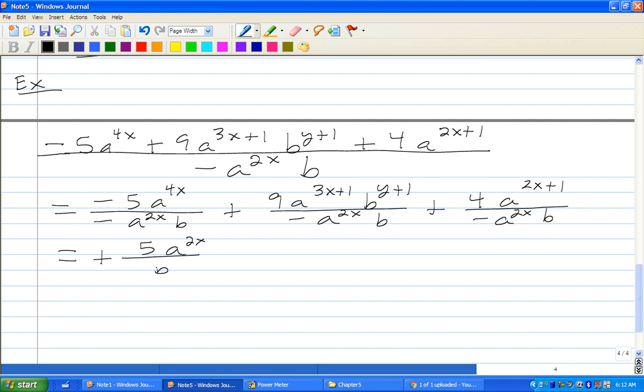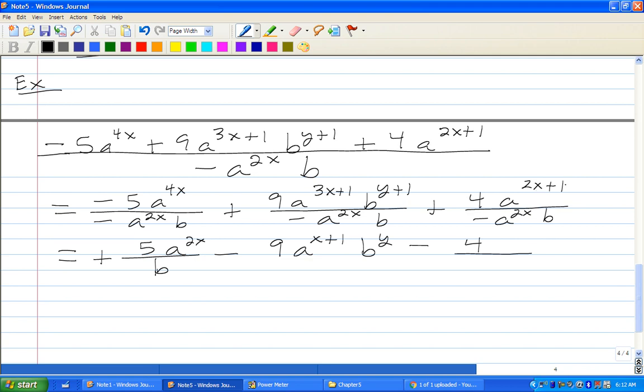And well, I have a b remaining in the denominator. Positive divided by negative is negative. I have a 9. There's nothing to do with that guy. Next, a to the 3x plus 1 divided by a to the 2x. Well, 3x minus 2x is just 1x. I still have a 1. b to the y plus 1 divided by b. Well, I'll subtract 1 from the y plus 1 to get an exponent of y. Positive divided by negative is again negative. So I get a 4 here.